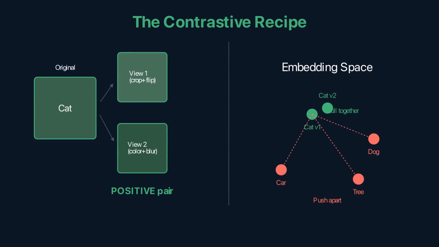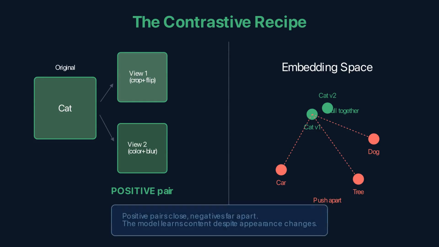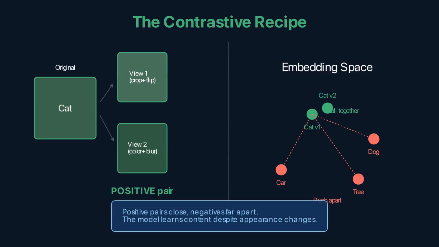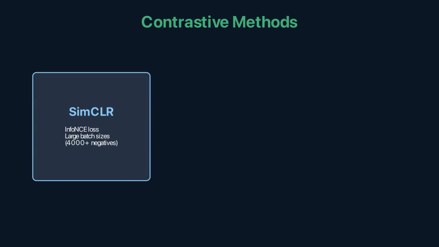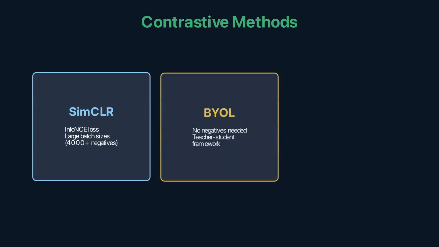The loss function brings the two views of the cat together in embedding space, and pushes the cat away from the dog, the car, and the landscape. The model learns to recognize content despite superficial changes in appearance. SimCLR from Chen et al. uses the InfoNCE contrastive loss, a softmax over cosine similarities in the batch. It requires large batch sizes, 4,000 or more, to provide enough negative examples.